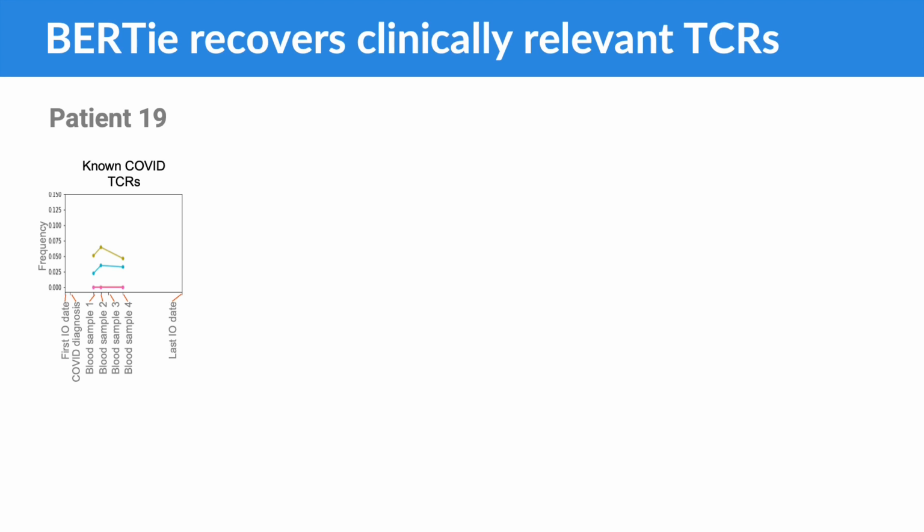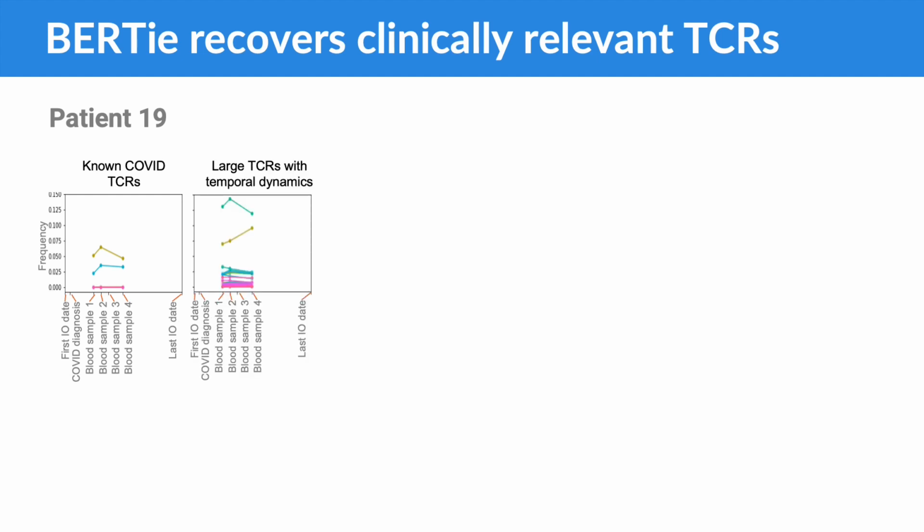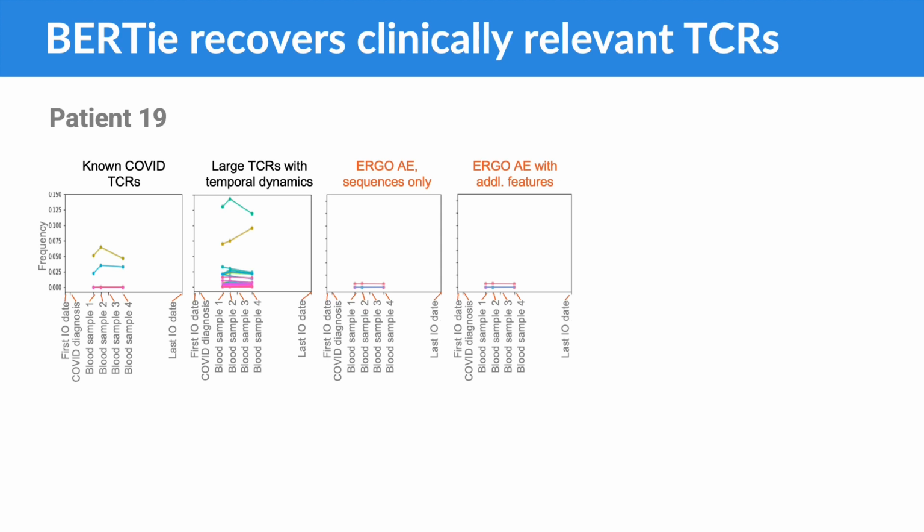We then wanted to see whether BERTie can identify clinically relevant TCRs in actual patient TCR repertoires. Here's an example of a patient at our hospital that developed COVID-19 with TCR sequencing done at different points during the disease. This plot shows frequencies of the TCRs that are known to be COVID-associated through the functional assays. We also see other large TCR clones that display similar expansion dynamics expected during active infection. So we believe that these are also COVID-19 associated TCRs.